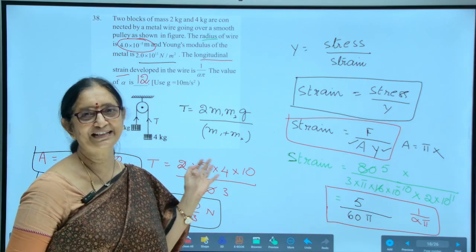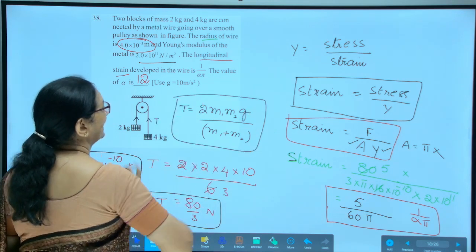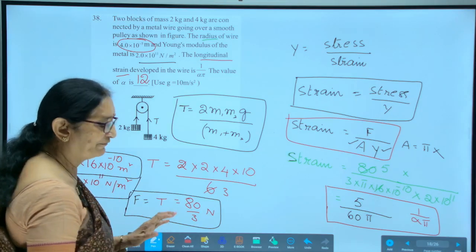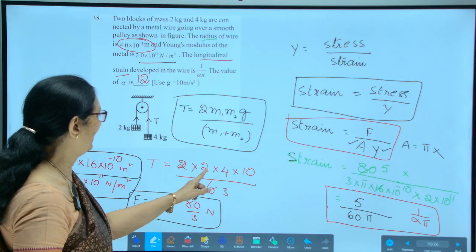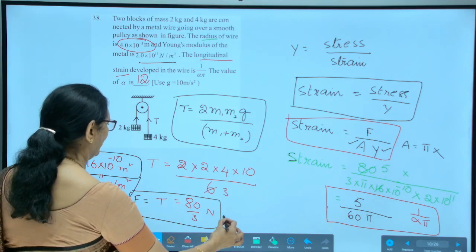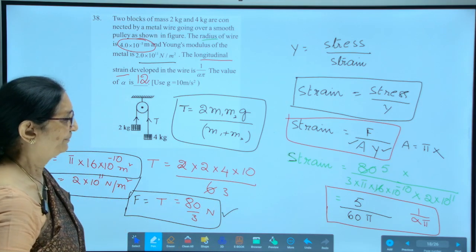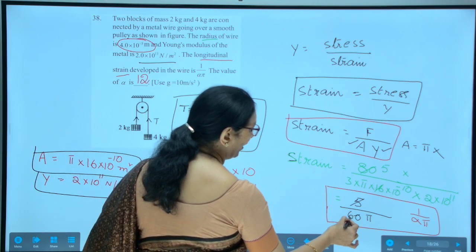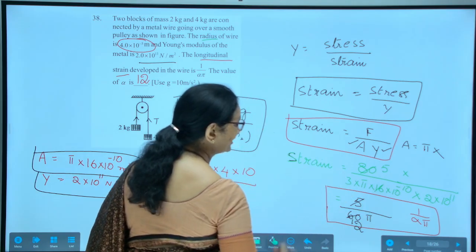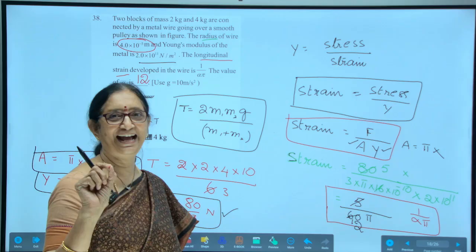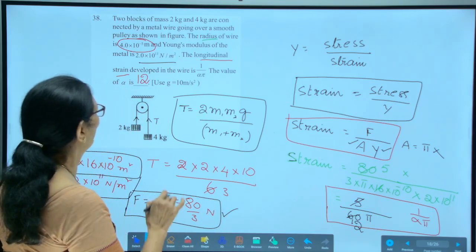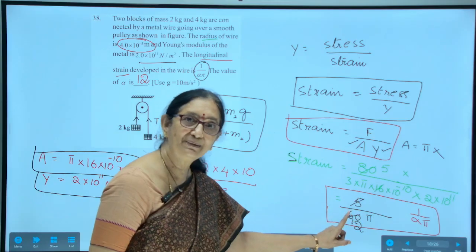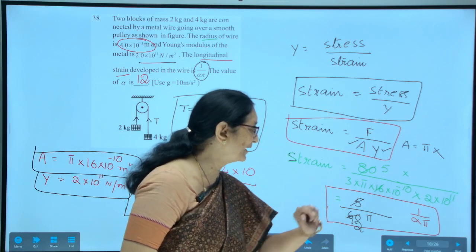In the case of Atwood's machine, we have already seen that the tension in the string is given by the relation 2 m1 m2 g by m1 plus m2. This is equal to 80 by 3. So just on substitution, we got 5 by 60, or if you cancel this, 1 by 12 pi. The question is asked in an interesting manner. Look here, it is given as 1 by alpha pi. We got it as 1 by 12 pi. It is given as 1 by alpha pi.